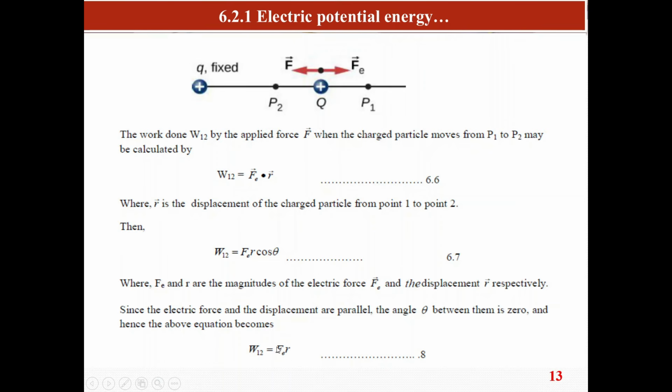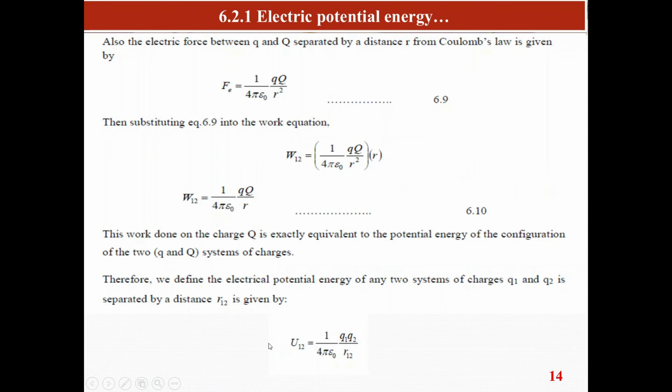So F times r. F is already known, which is k times q multiplied by Q over the distance squared, r squared, where the distance between them is r. So r squared, r cancelled by r. Finally, work 1,2 will become Fe, which is k times q1, the smaller q, and the large Q over r squared, then multiplied by r. Work 1,2 is equal to k multiplied by q Q over r, r cancelled by r. Finally, it becomes k small q capital Q over r, or 1 over 4 pi epsilon naught, small q capital Q over r between the two charges.